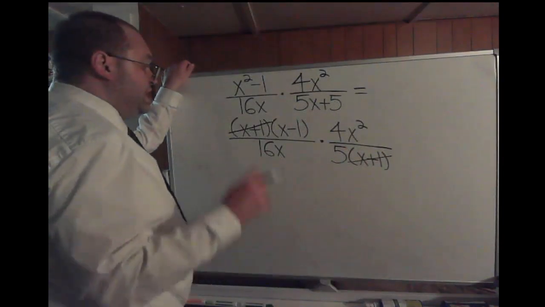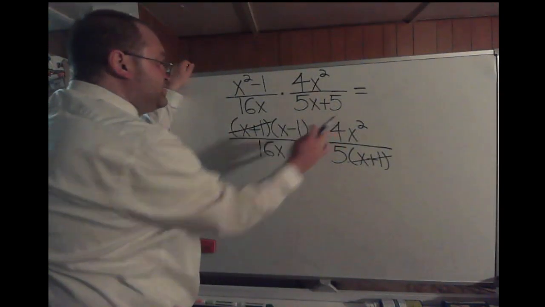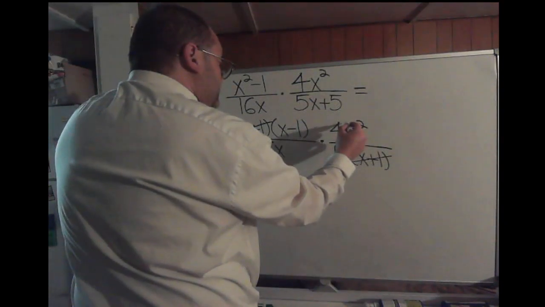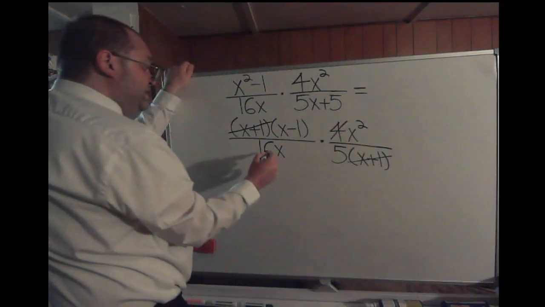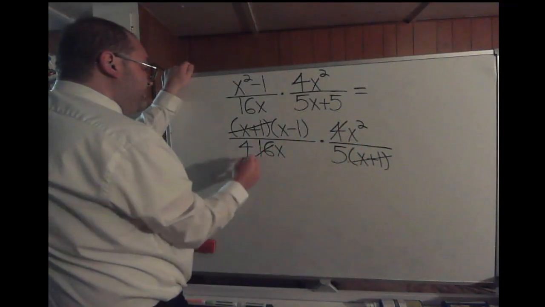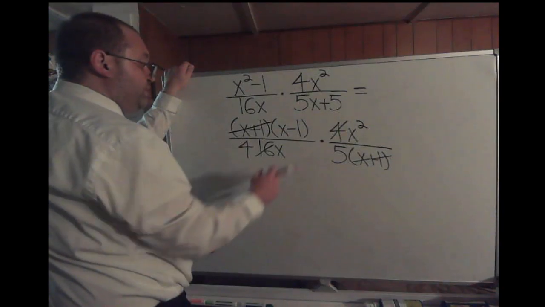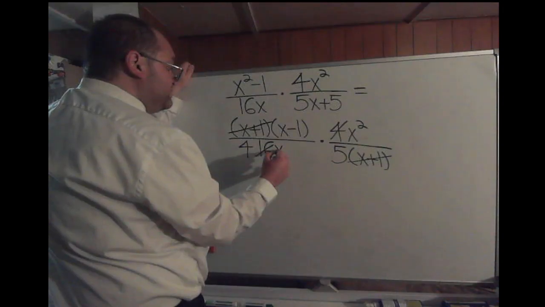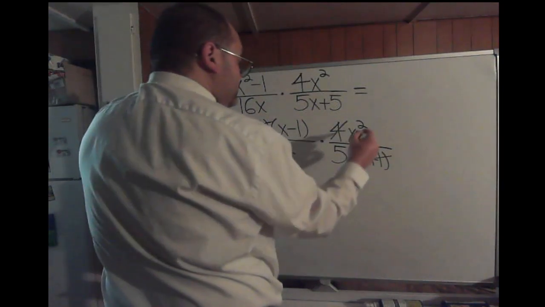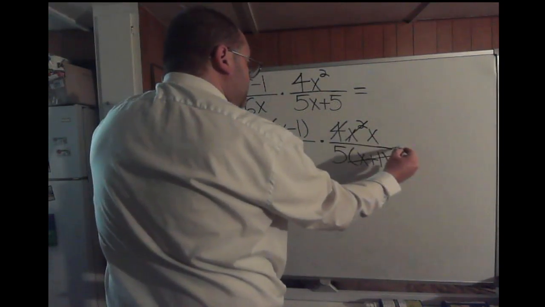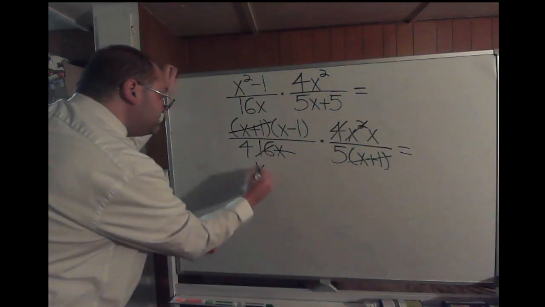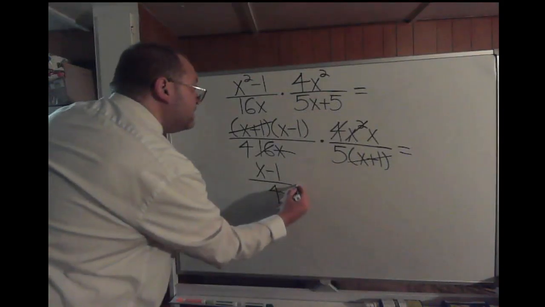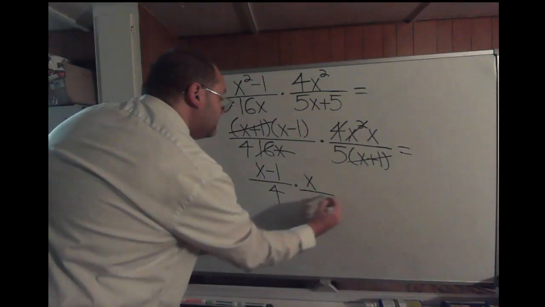Now, between the coefficient of 4 and 16, there is a common factor of 4. So divide 4 by 4, you just get 1. Divide 16 by 4, you get 4. Now, between the variable of x and x squared, there's a common factor of x. Divide x by x, you get 1. Divide x squared by x, you just get x. So what you should be left with is x minus 1 all over 4 times x all over 5.